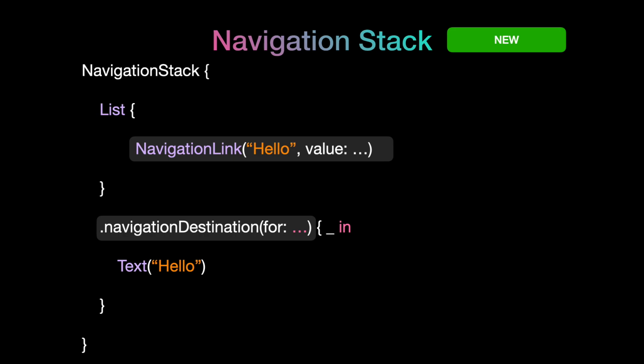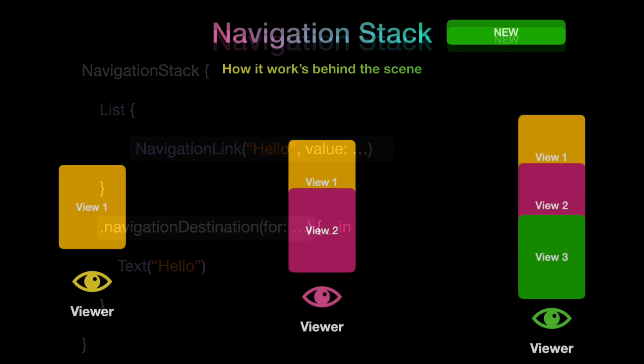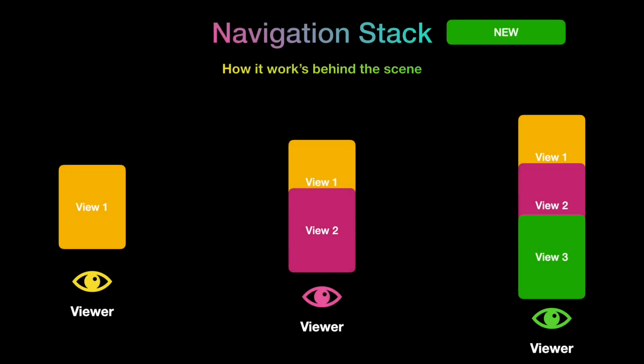We can now further put navigation links inside it and it will create more pages, and this process will go on forever. Inside the navigation, the user will see the first view. When the user taps on the navigation link, it will see another view stacked over the first view. Further, this process will go on for other views. Let's take an example of that.